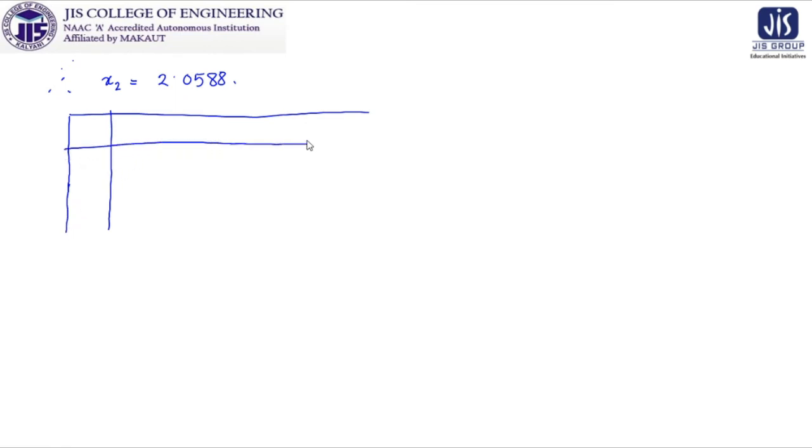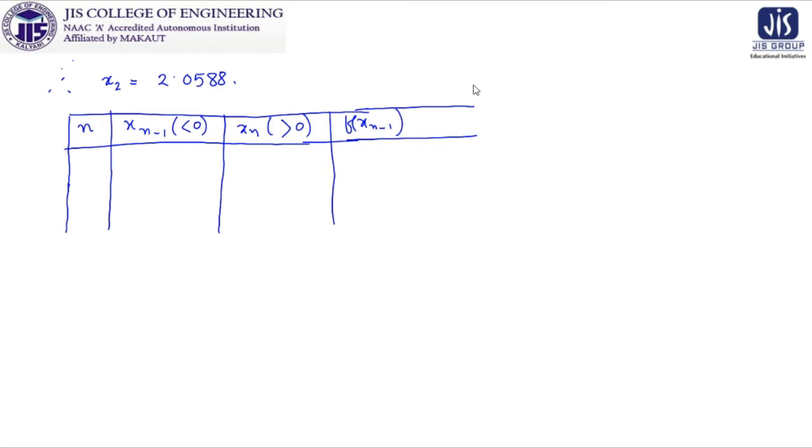Now we represent the further calculations in tabular form for the cleanliness of our calculation, and it will also help us a lot in finding the relationships. So n, then we write xn minus 1, which I am taking for the less than 0 part. After that we take xn, which is for the greater than 0 part, and then fxn minus 1, and next we calculate only fxn.